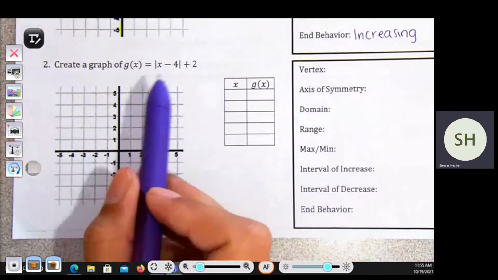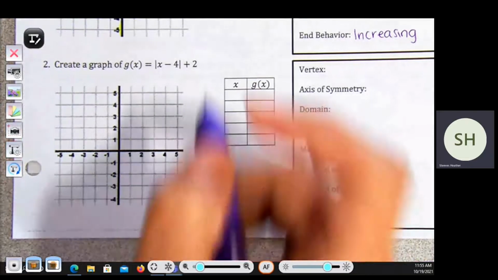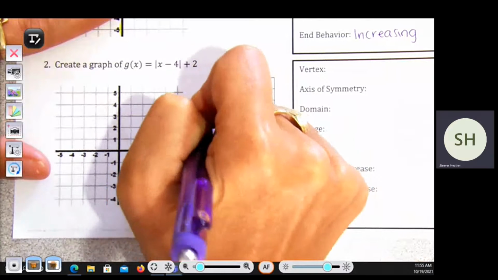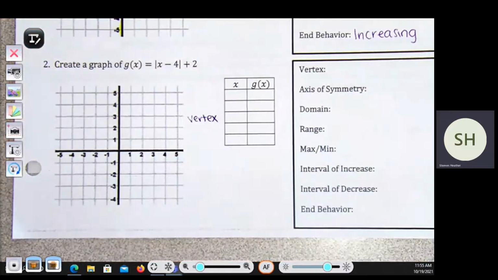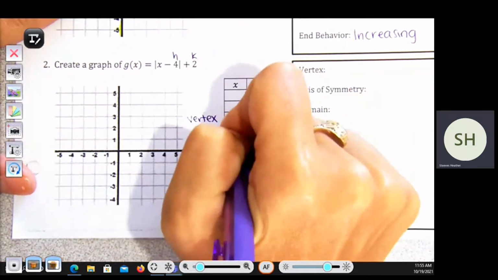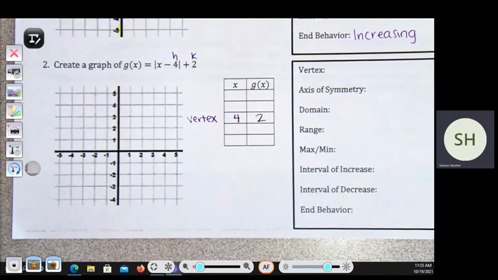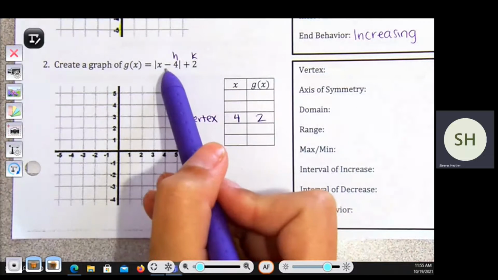Number 2, this says g of x is the absolute value of x minus 4 plus 2. I didn't tell you what numbers to use, so this point has to be the vertex because you're going to want some values before the vertex and after the vertex because that's where it turns, right? So does anybody think they could tell me what the vertex is? It is 4, 2. So the vertex, this is h and this is k. It's not -4 because it's opposite of what the brackets say, because the minus sign is part of the formula.